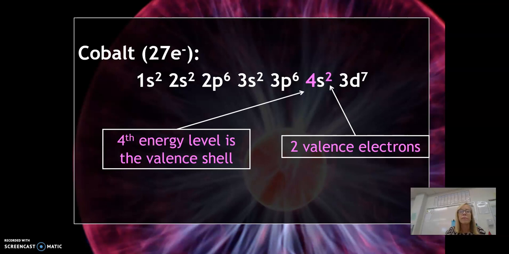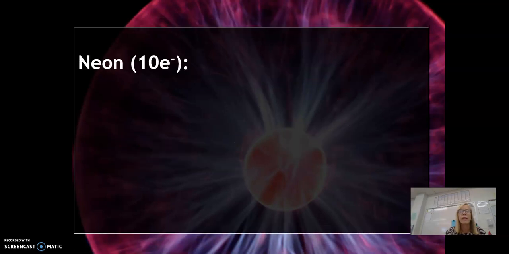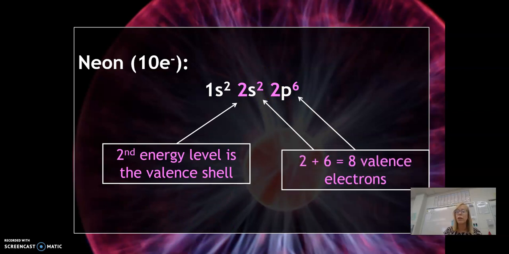How about neon? How many valence electrons does neon have? Well, here's our electron configuration for neon, and we look at this 2. So there are 2 s electrons and 6 p electrons. So it's the total number of electrons in that energy level, and so neon will have 8 valence electrons, 2 plus the 6.